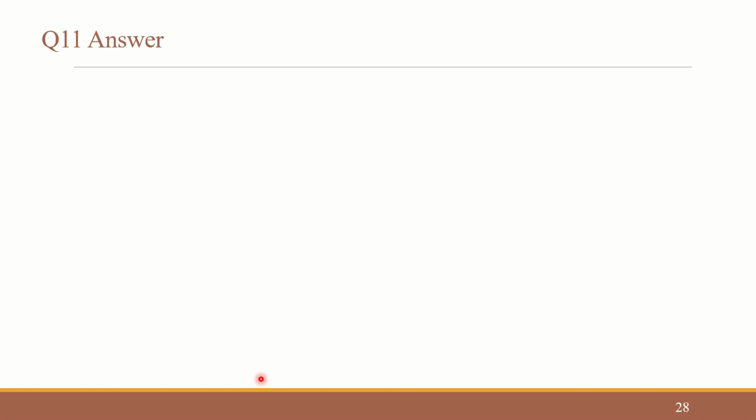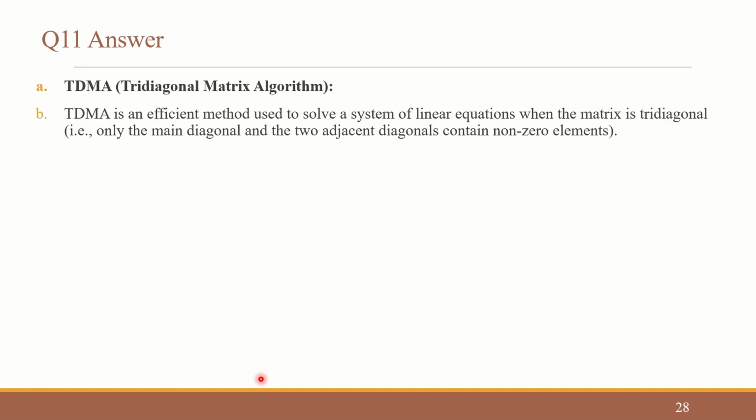Third method is the tridiagonal matrix algorithm. TDMA, or tridiagonal matrix algorithm, is an efficient method used to solve the system of linear algebraic equations where the matrix is tridiagonal. We only have the main diagonal and 2 adjacent diagonals, the rest will be 0, and we will use forward elimination and backward substitution to get the solution.